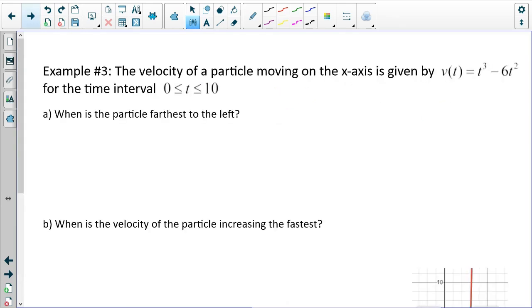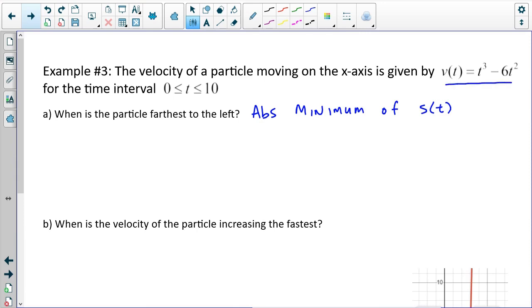Example 3. The velocity of a particle moving on the x-axis is given by v of t equals t cubed minus 6t squared for the time interval 0 to 10, basically. When is the particle farthest to the left? That's asking a question of the absolute minimum of the position function. So we're actually looking for the absolute minimum of the position function, which would be something like s of t. But we don't have s of t, and we haven't learned integration yet, so we don't know how to find it.